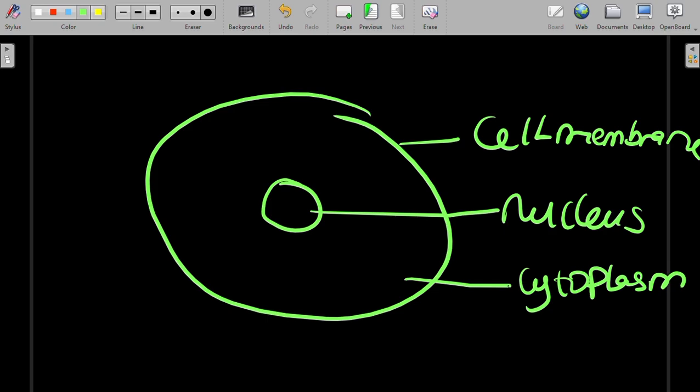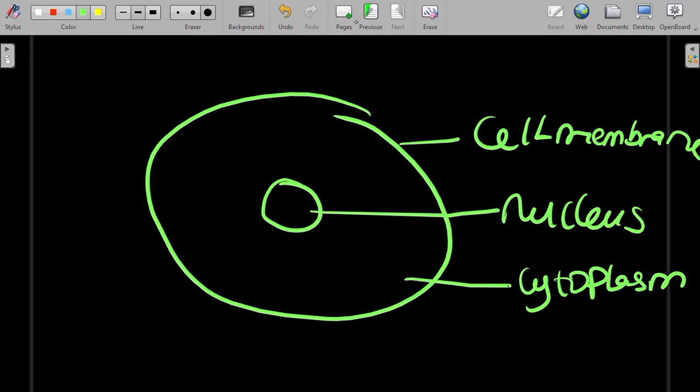In every cell, whether prokaryotic cell or eukaryotic cell, we have the cell membrane. Every cell contains cell membrane, nucleus, then cytoplasm, except the prokaryotic cell does not have this nucleus. They have nucleus-like, which is called the nucleoid. Nucleoid means nucleus-like. They do not have a complete nucleus. So take note of that. All cells are made up of the cell membrane, the cytoplasm, and the nucleus.